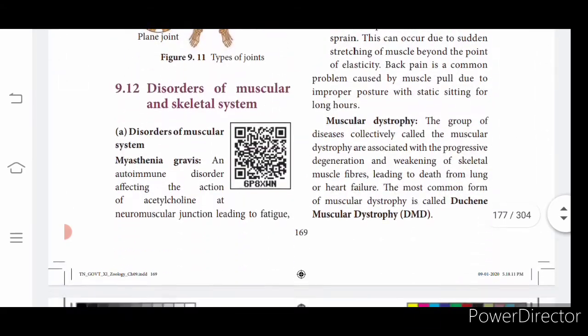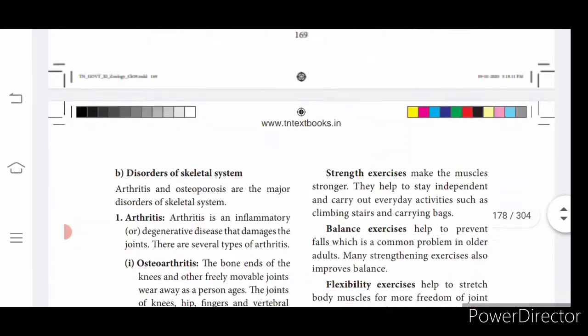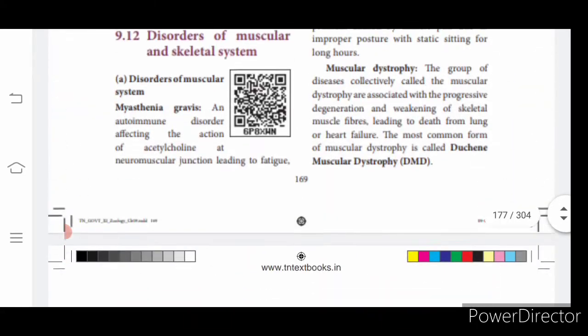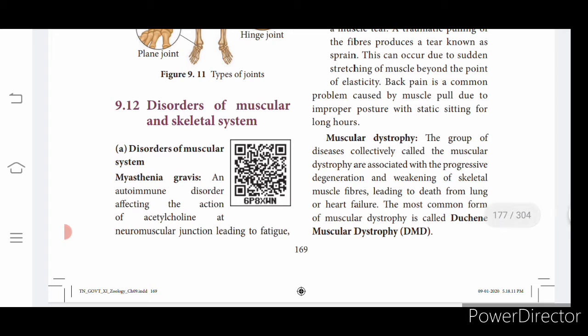So if any disorders happen in this system, what would be the names of the disorders and what are the symptoms of these disorders? That is what we are going to learn. Disorders of the muscular and skeletal system.